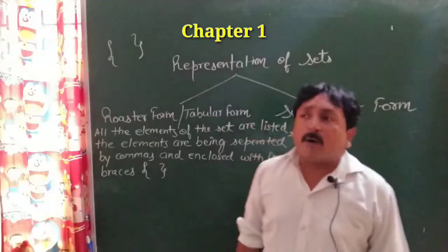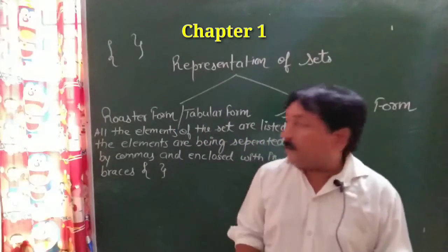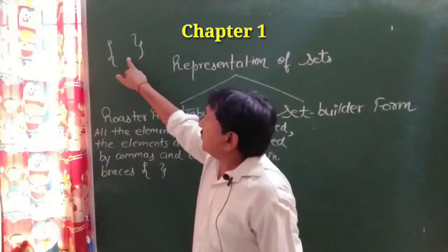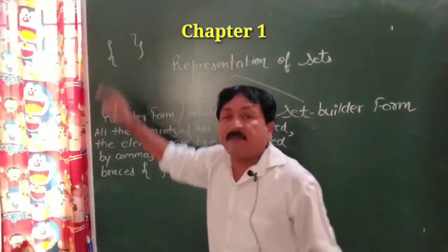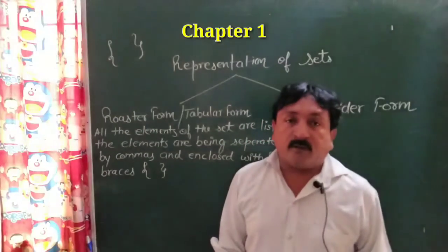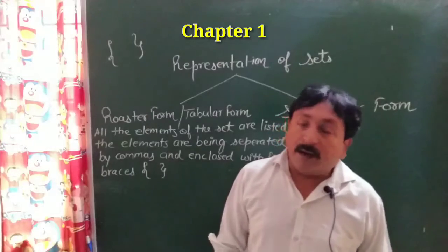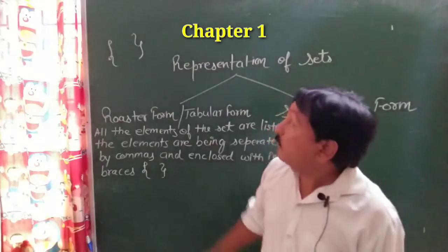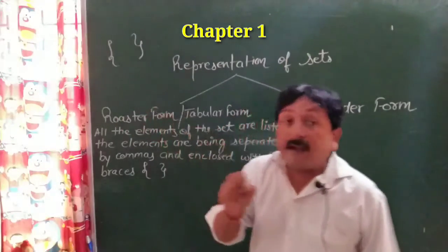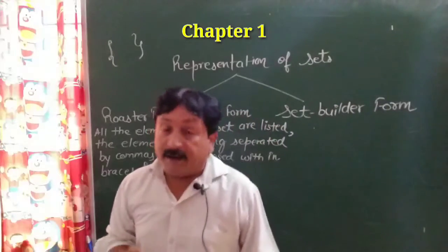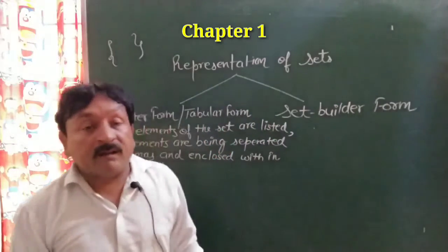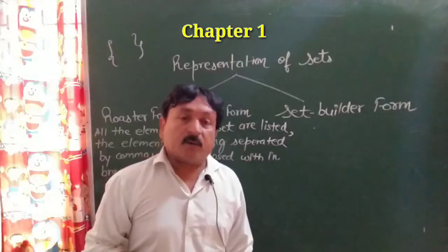Second thing, I had also told you that whatever things come within these braces will be called the elements of this set, okay? Second thing, that we do not repeat any element within the set, and the name of the set is given with capital letters, okay?